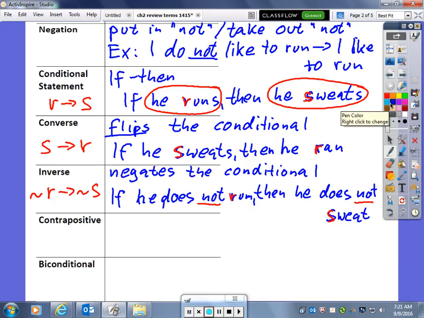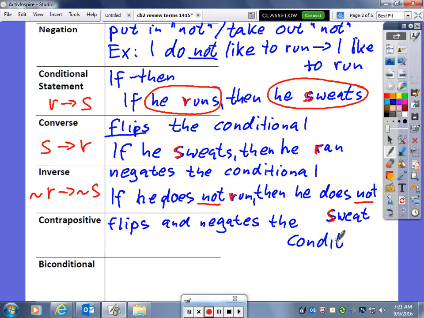Now the contrapositive does the whole shebang, right? It flips and negates the conditional. It does everything that we can think of to a conditional statement. And really, you need to remember, we are basing everything off the conditional statement. The contrapositive flips and negates the conditional, not the converse or the inverse.